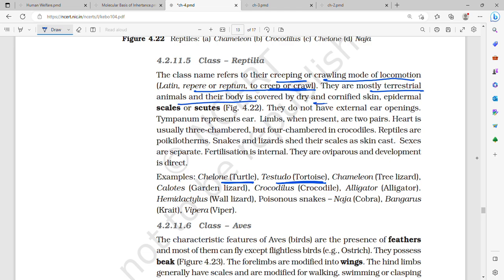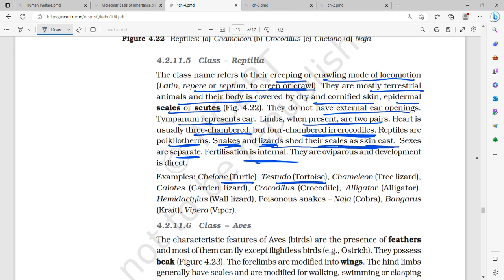Their body is covered by dry and cornified skin, epidermal scales or scutes. They do not have external ear openings. Tympanum represents the ear. Limbs, when present, are of two pairs. Heart is three-chambered, but it is four-chambered in crocodiles. The crocodiles are an exception. Reptiles are poikilothermous. Snakes and lizards shed their scales as skin casts. Sexes are separate, dioecious, fertilization is internal, oviparous, and development is direct.